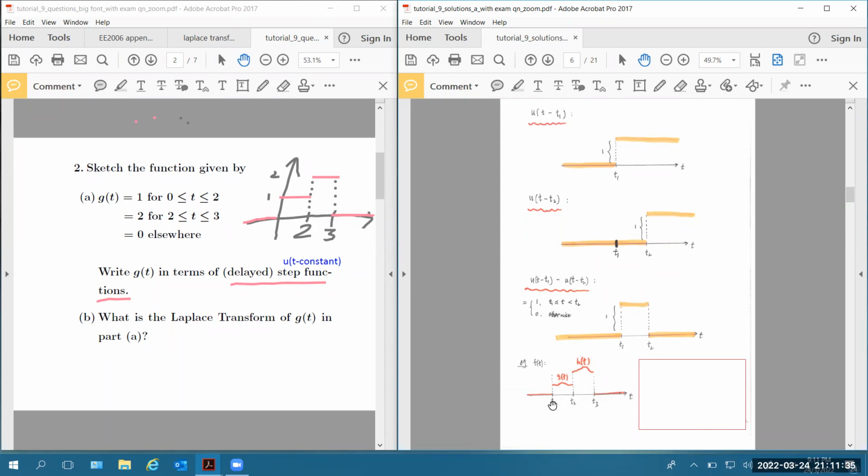Say you have T1, T2, T3. Below T1 and beyond T3 it is 0. From T1 to T2, say you have a curve. I don't know what curve it is, so suppose we call it g(t). Then T2 to T3 is another curve, which we call h(t). The whole function is called f(t). Can we write down f(t) in terms of delayed step functions?